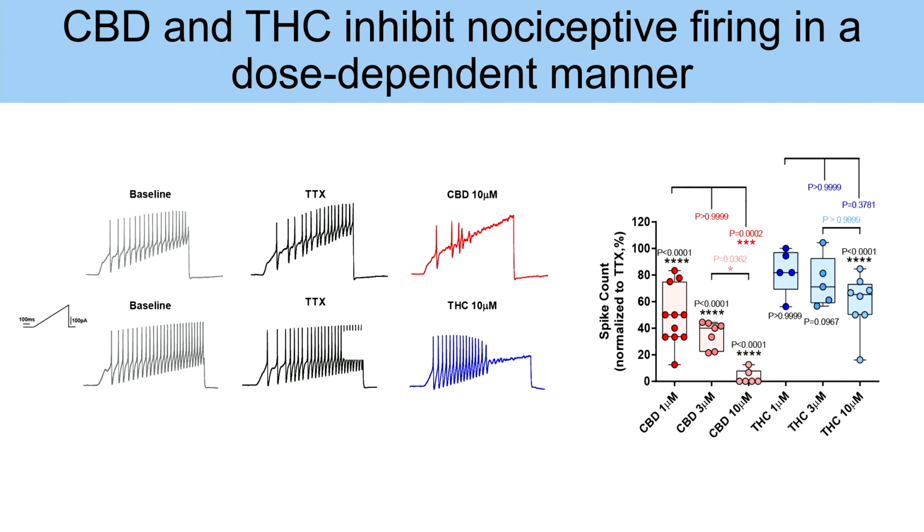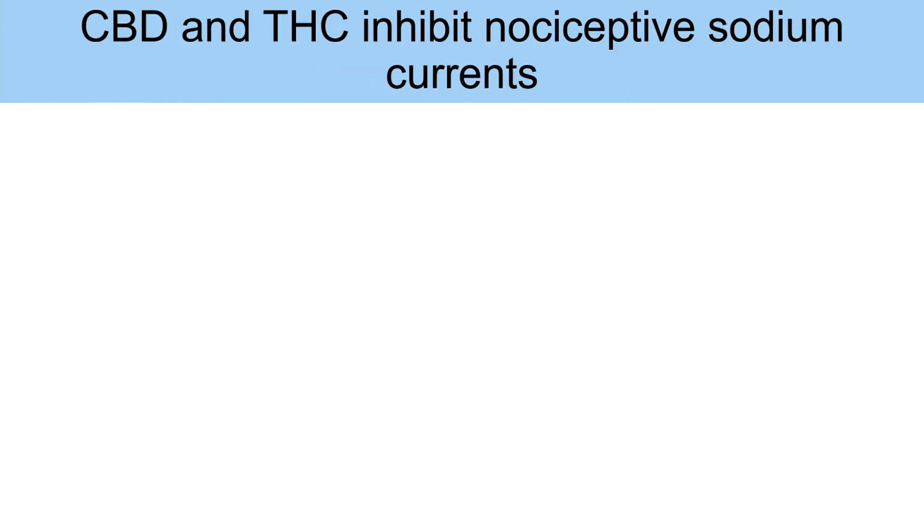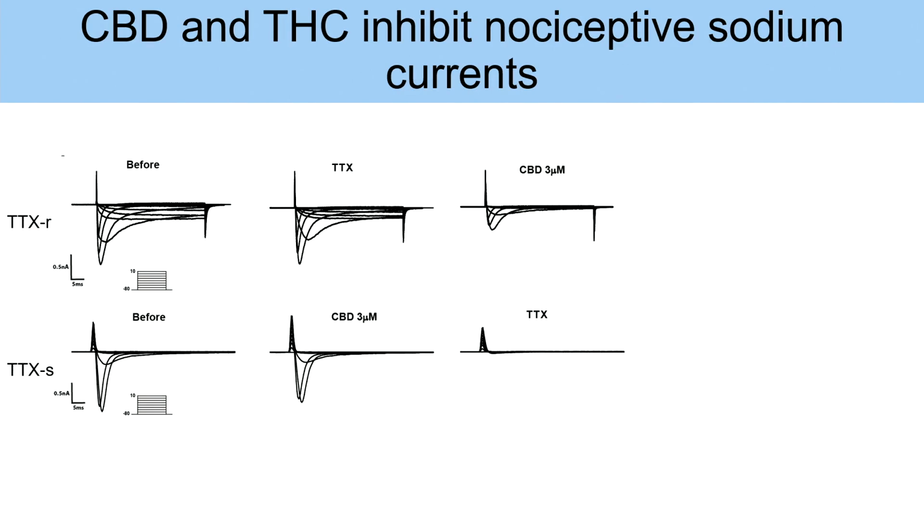So the robust inhibition by CBD led us to check whether this is done through sodium currents that initiate the action potentials. So what we did, we isolated the sodium currents. And this time we looked at both TTX-resistant neurons and TTX-sensitive neurons, and we looked at the different activity of CBD.